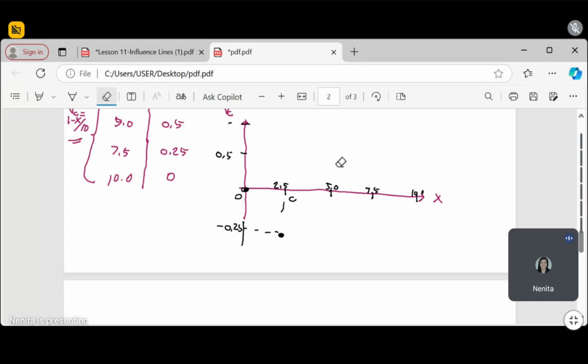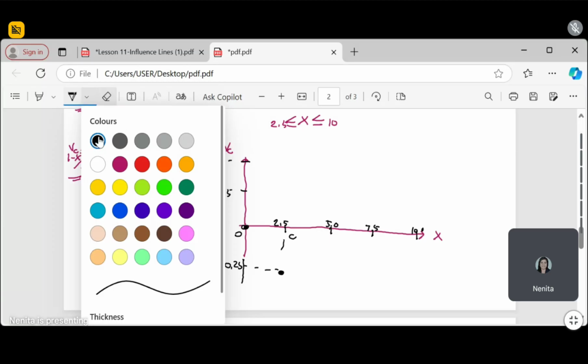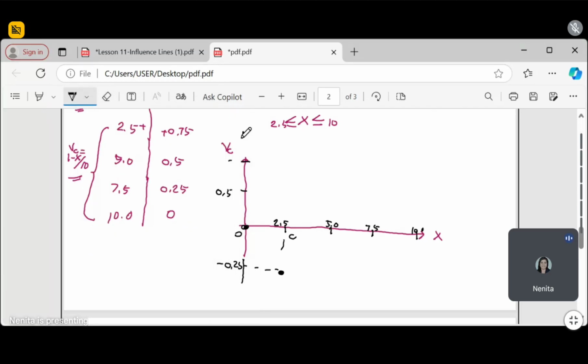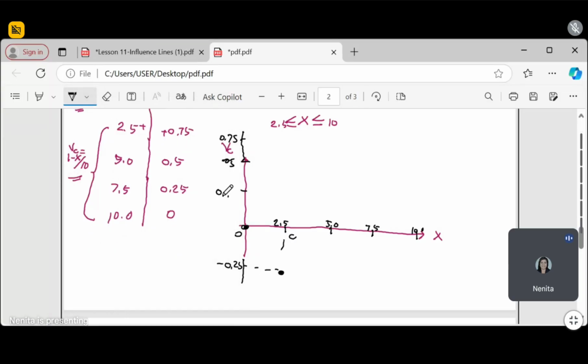I'm just adjusting our space. Let's say this is our 0.25, this is 0.5, and this is 0.75. This is d sub c.